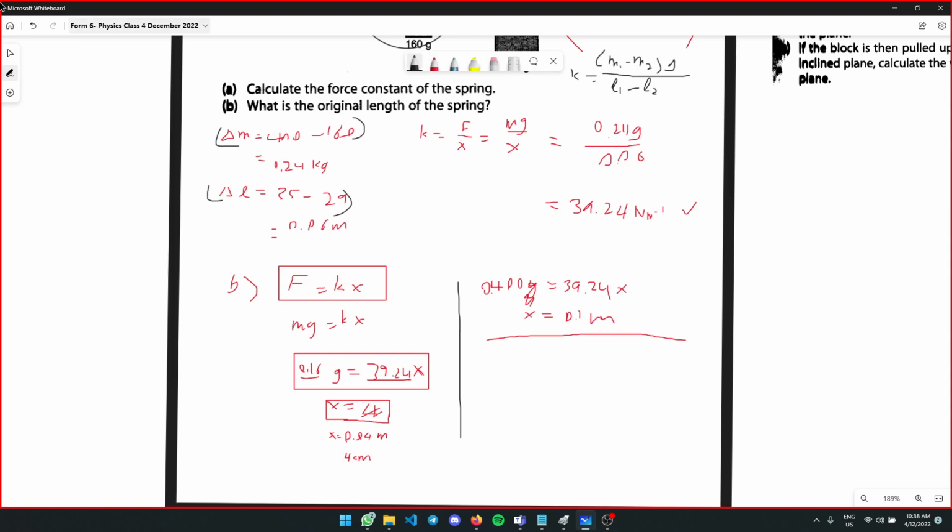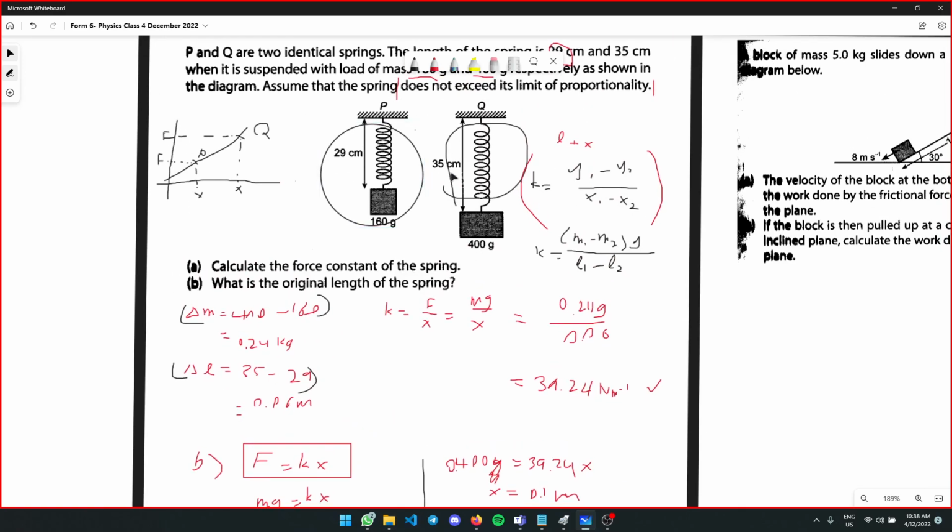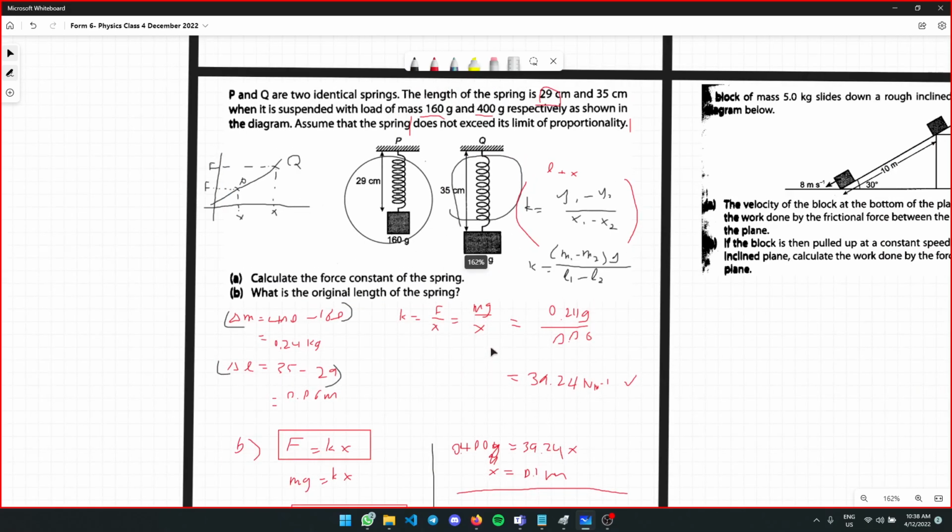Okay, so that means that this has elongated 10 cm, this has elongated 4 cm. So 29 minus 4 is 25. 35 minus 10 is 25. Still the same answer. You can do it both ways also.